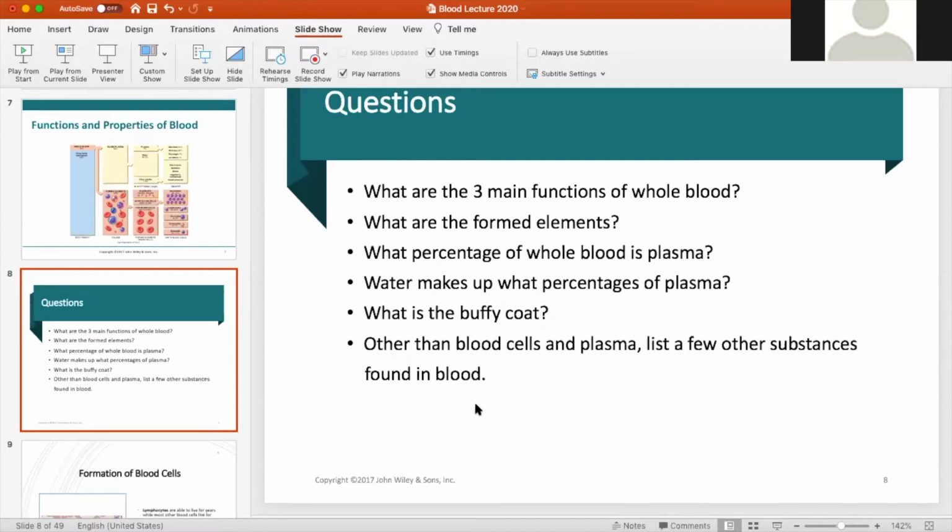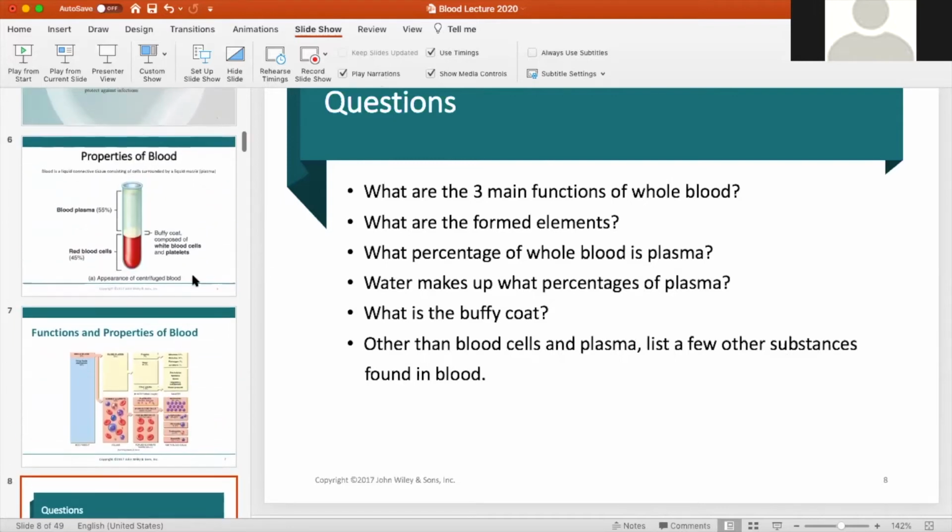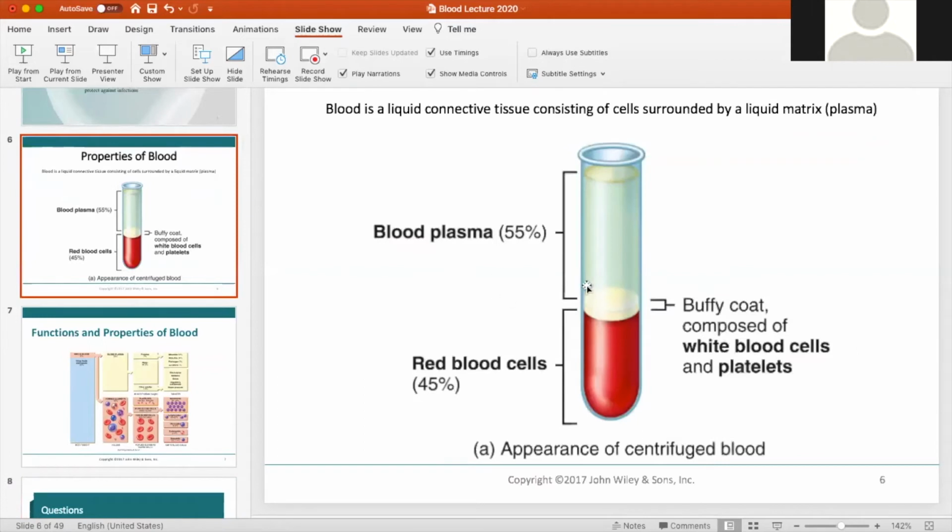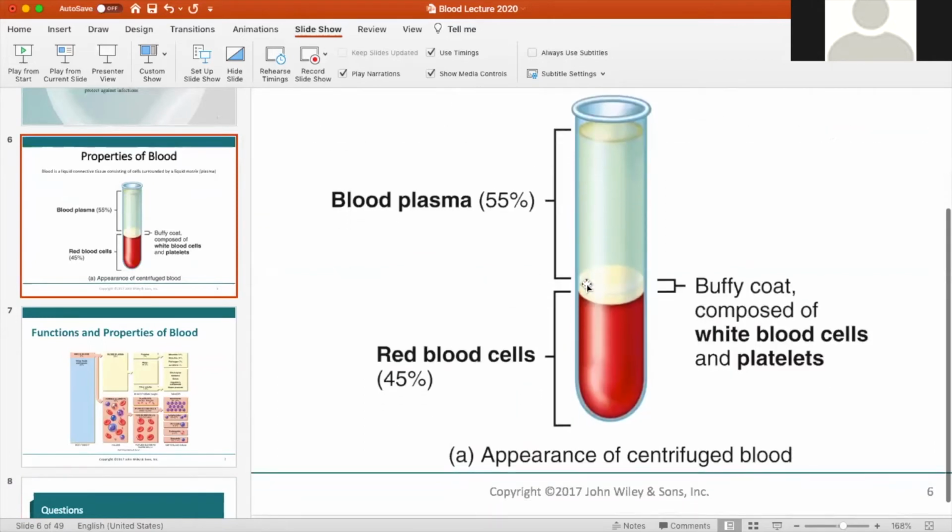Okay, so let's think about that for a minute, right? When we look at this here, and we look at the Vacutainer here, we want to know that the formed elements are white blood cells and platelets. And I did throw that in there with the thrombocytes. So platelets are also known as thrombocytes. So they are known as clotting cells, so thrombocytes. And they live right here in this buffy coat. So this is what is contained here.